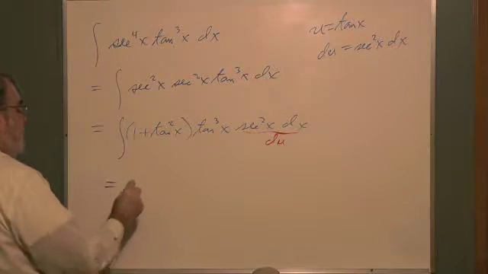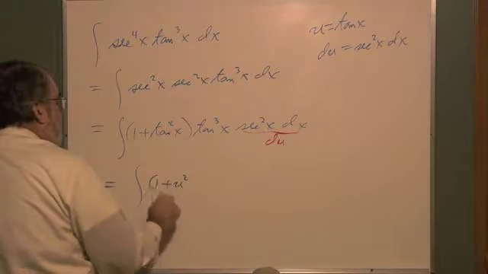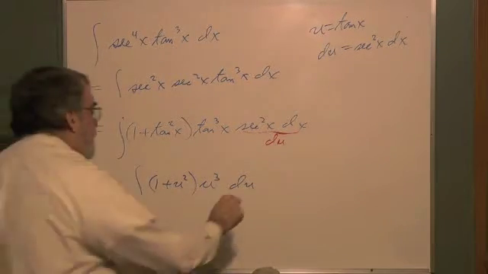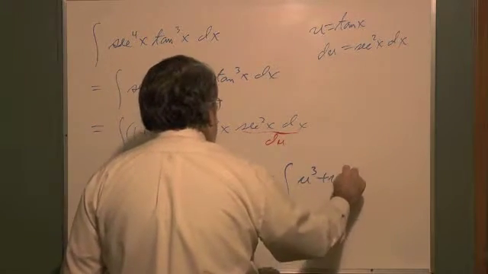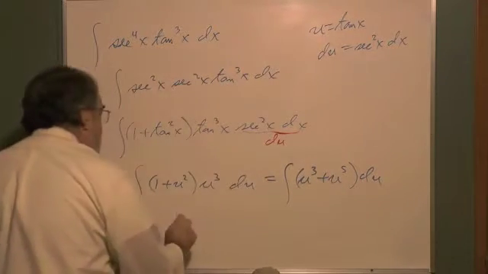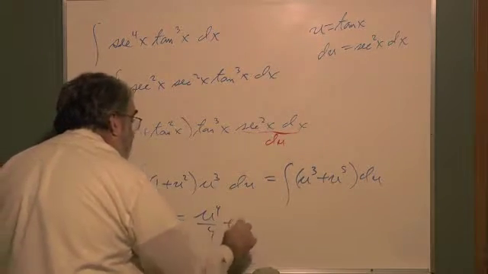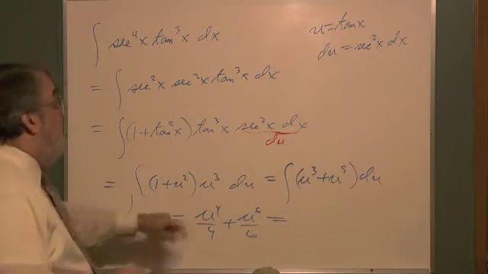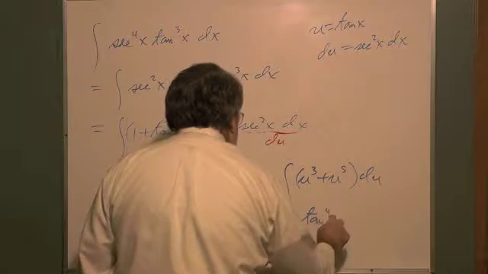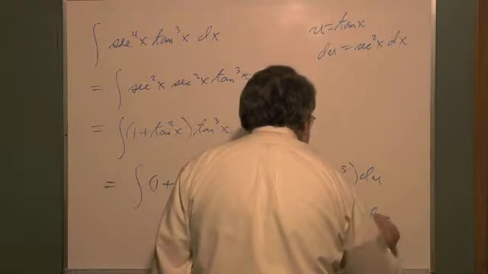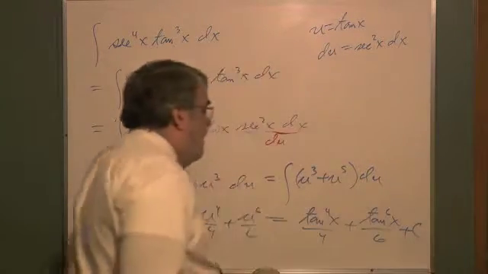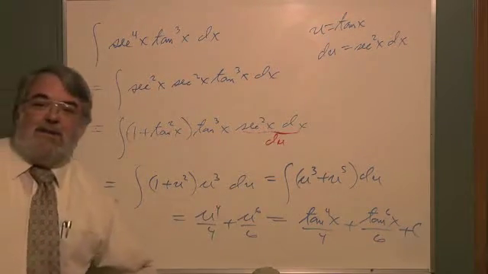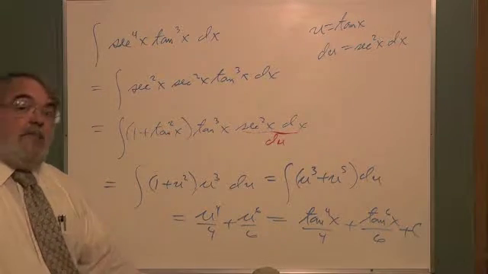So plug all that stuff in: 1 plus u squared times u to the third power du. Shaping up very friendly here. Multiply this out. Integrate u to the third plus u to the fifth du. And integrating, we have u to the fourth over 4 plus u to the sixth over 6. Let's put our x's back in. This will be tangent to the fourth x over 4 plus tangent to the sixth x over 6 plus our constant. And there we go. I suppose this could be dressed up a little bit, but I think I'll leave the answer right there.